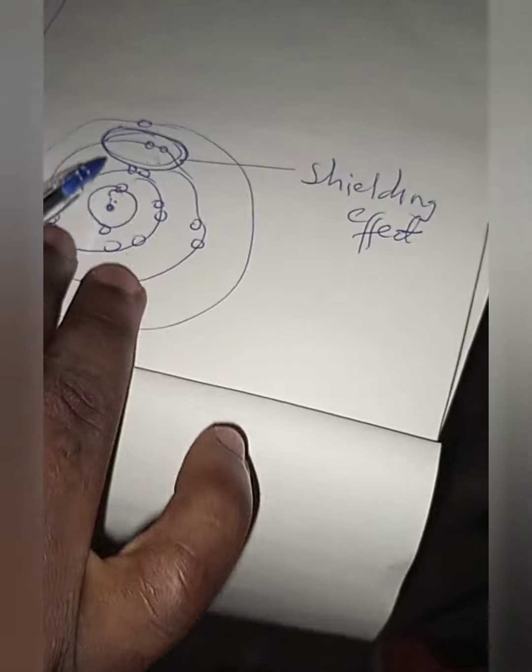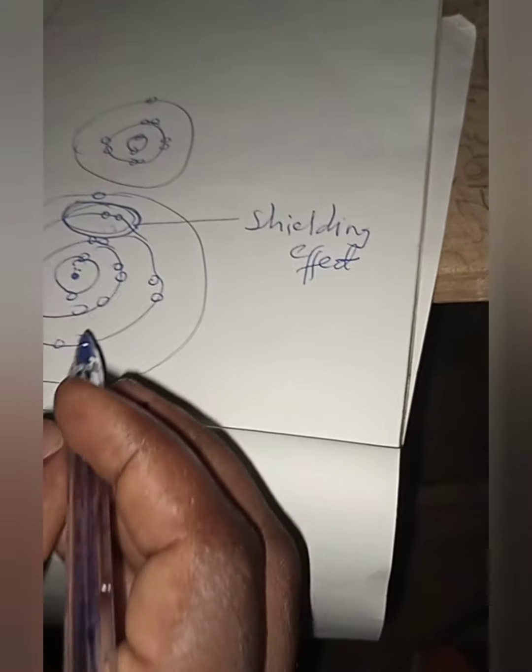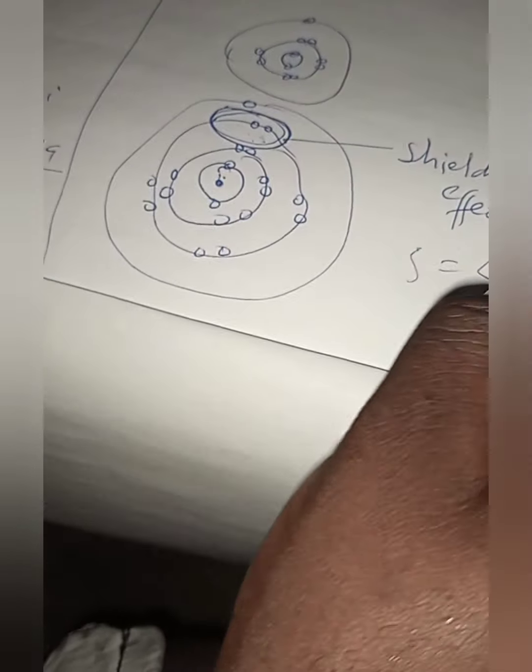And let's draw this and see. The second one, which is what? Sodium. So the first one is 2. And the second one will be 8. And the last one will be 1. So let's take this one too. But take note, this one has 4 shells, and this one has 3 shells.